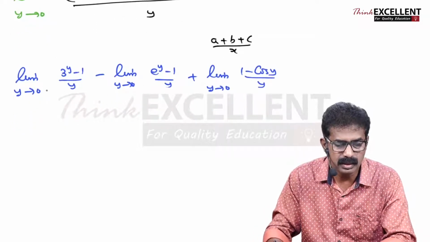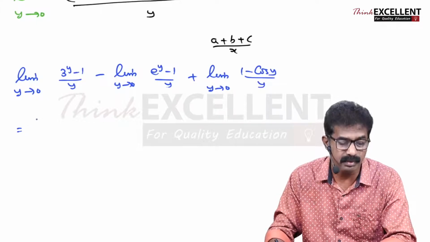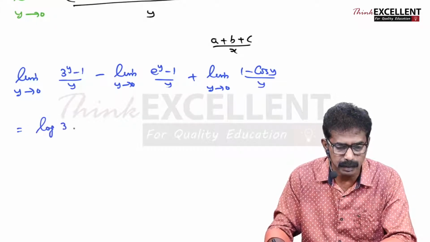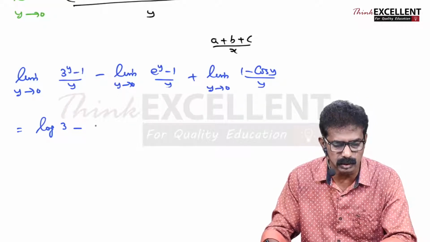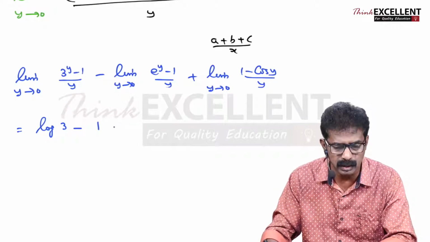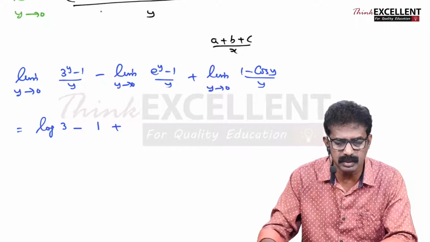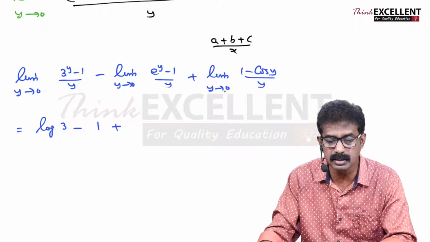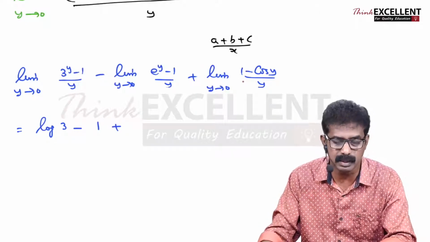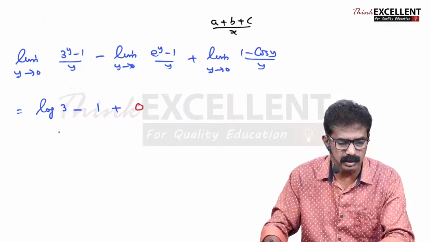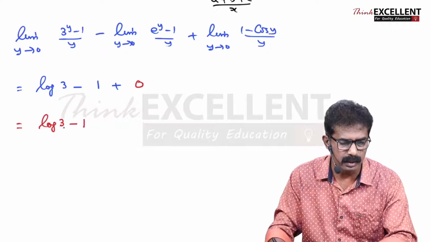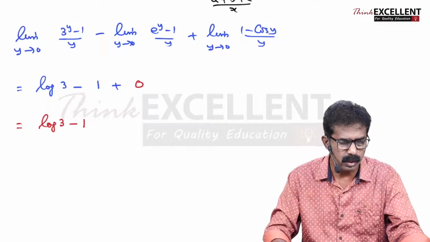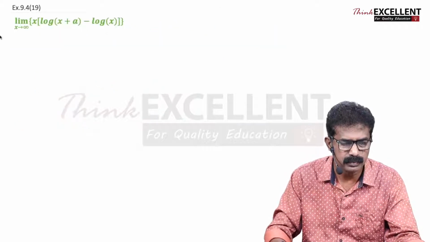See the first one, instead of a we have 3, so it is log 3, minus this e raised to y minus 1 by y, y tends to 0, so it is log e, which is 1. Plus the last one, in the previous video I taught, limit x tends to 0, 1 minus cos x by x is 0, right? So that is 0. So the final answer is log 3 minus 1. Okay, now let's move on to the 19th question.